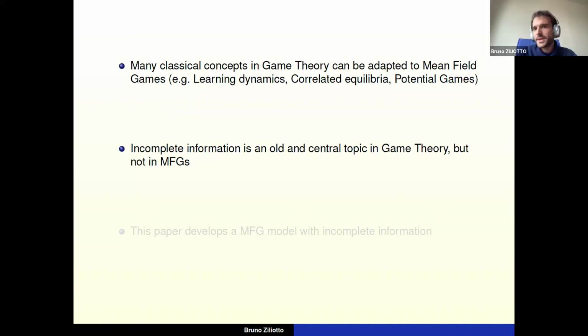So the idea of the paper was to develop, let's say, a simple MFG game model with incomplete information. Of course, there are many ways to model incomplete information. So this is just one contribution about it, and we hope that it's interesting for the MFG game community.